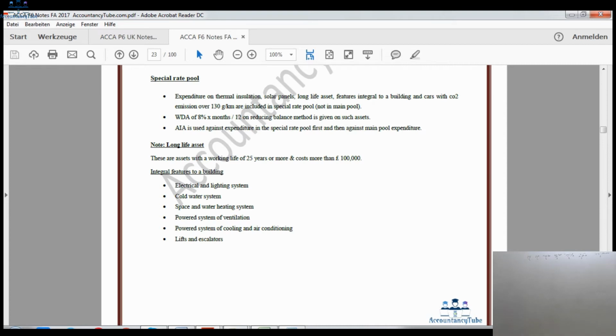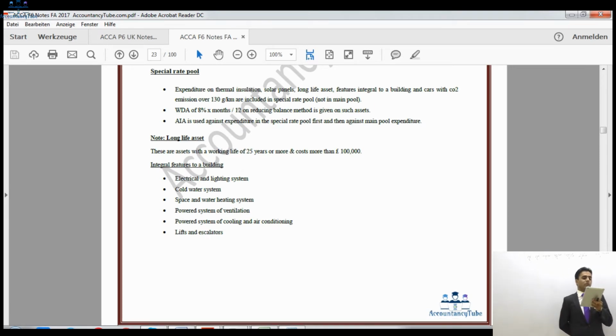And after that, it says cars. I've already explained this for cars as well. Cars which emit over 130 grams per kilometer will also go into the special rate pool. Then it says writing down allowance of 8% per annum is given. Of course, if the year is less than or more than 12 months, we'll have to adjust that.